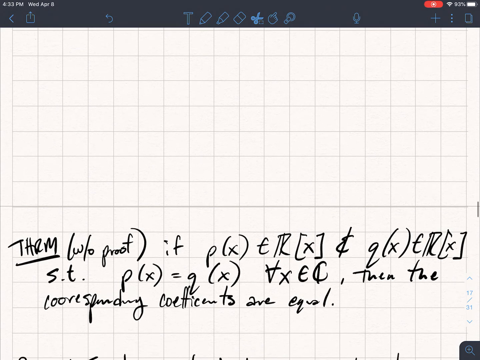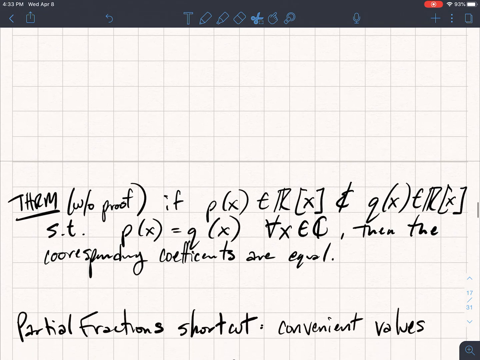Here's a theorem. No proof. If p is a polynomial with real coefficients and q is also a polynomial with real coefficients such that p equals q for all complex numbers, then the corresponding coefficients are equal. That's the equating coefficients trick that we just did.